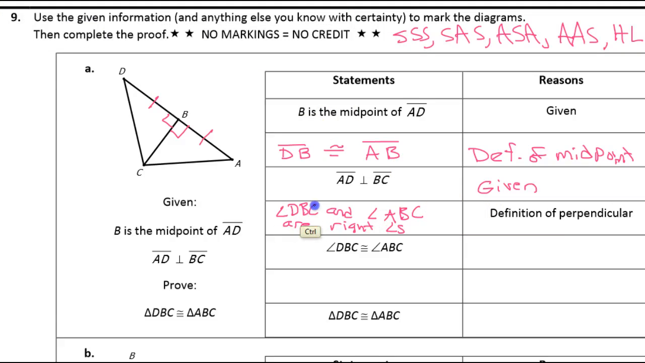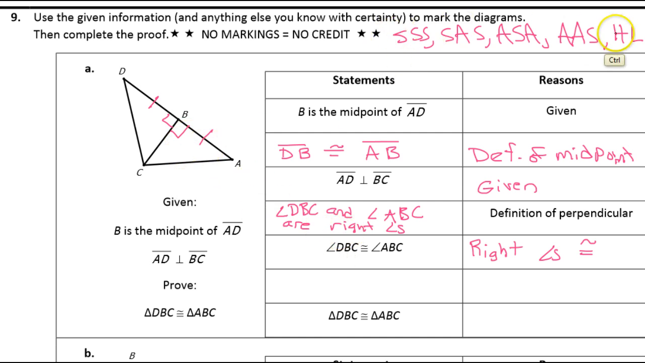But right now we don't have a congruence statement. We just have the fact that these two angles are 90-degree angles. We have to say they're congruent now. Angle DBC is congruent to angle ABC, and that's because right angles are congruent. That's a really short theorem, so you can just write down the whole theorem: right angles are congruent.